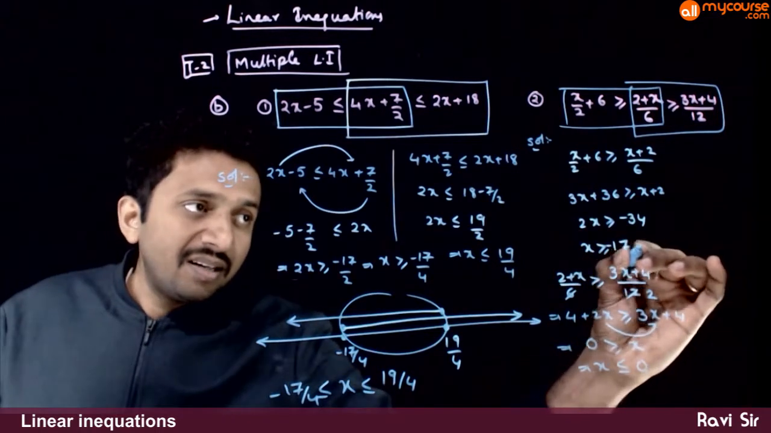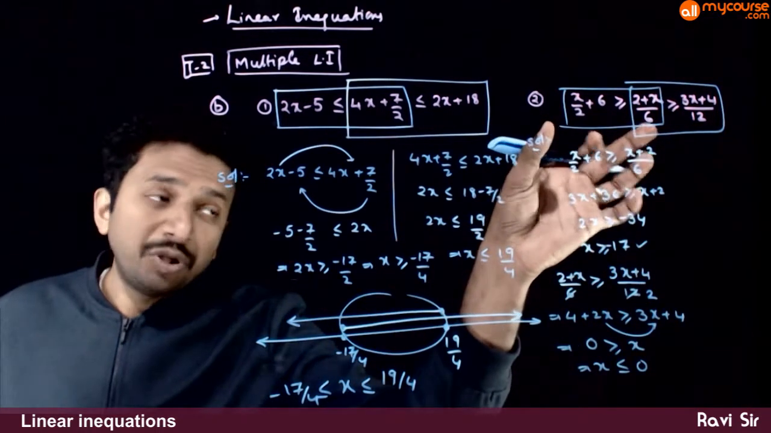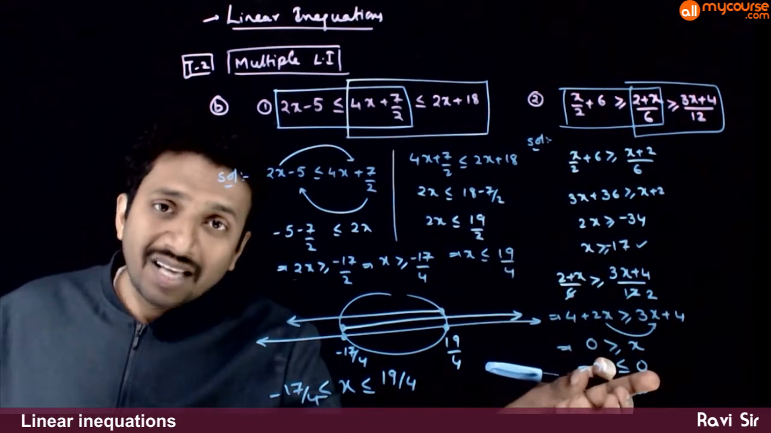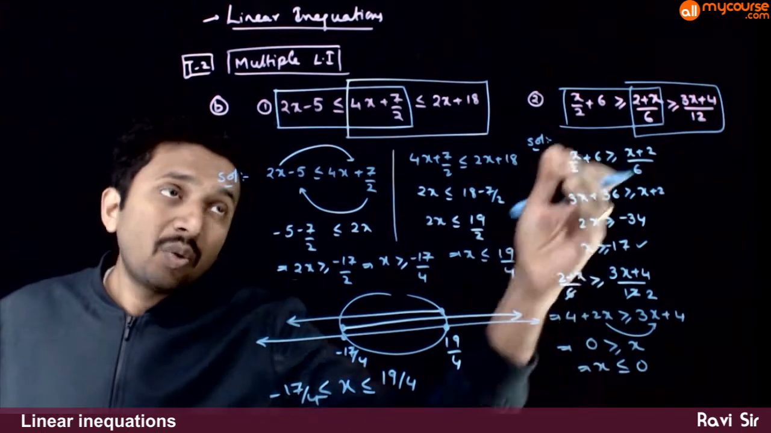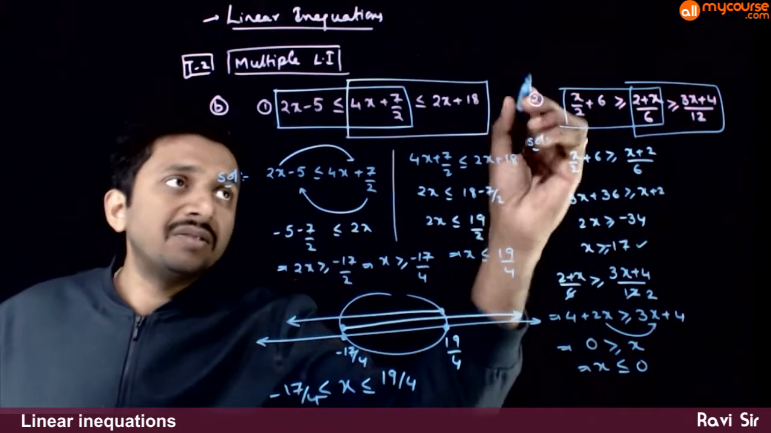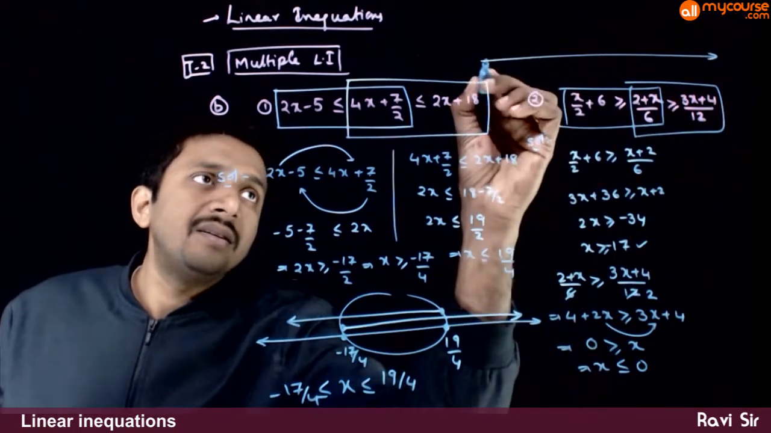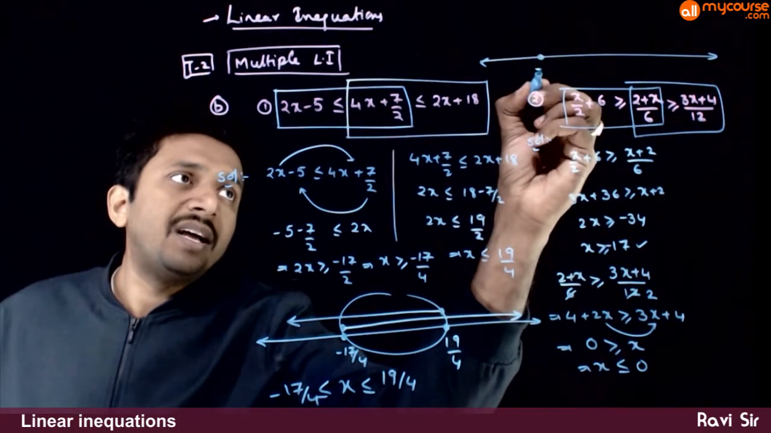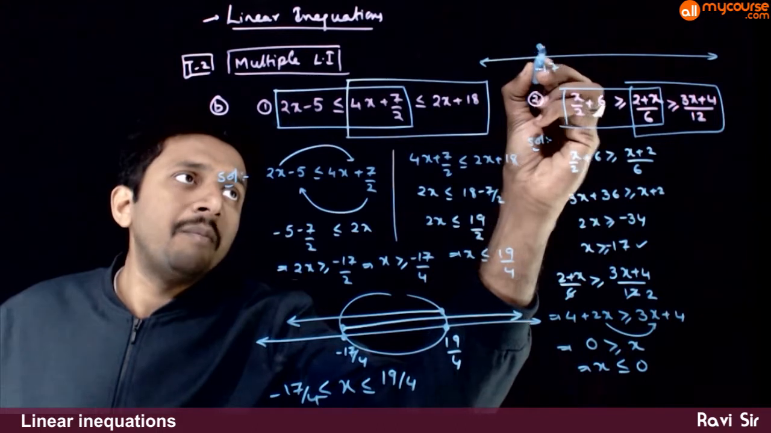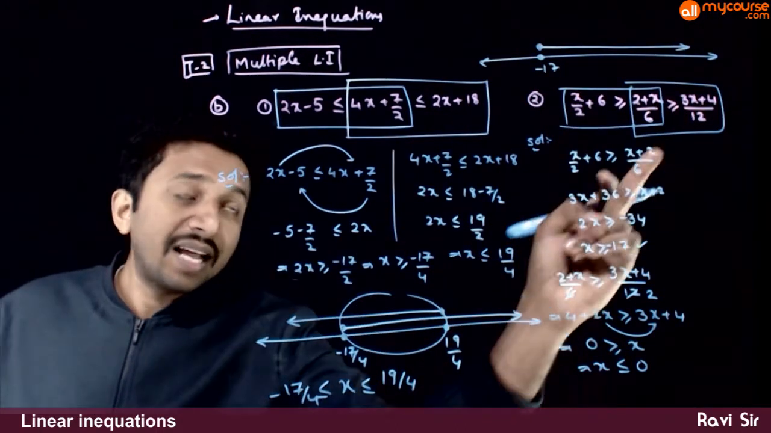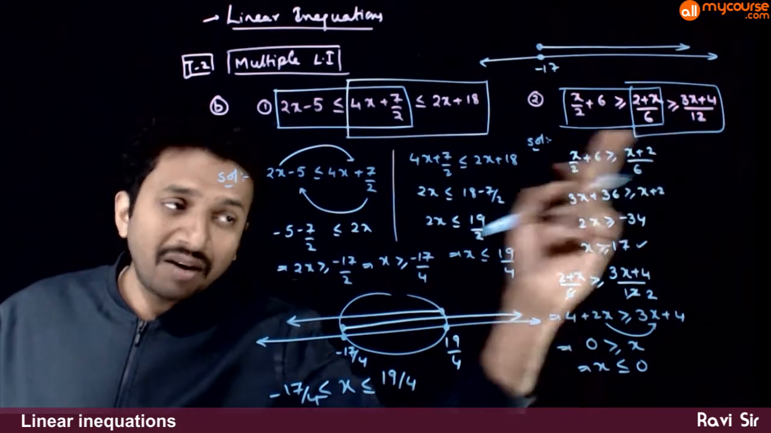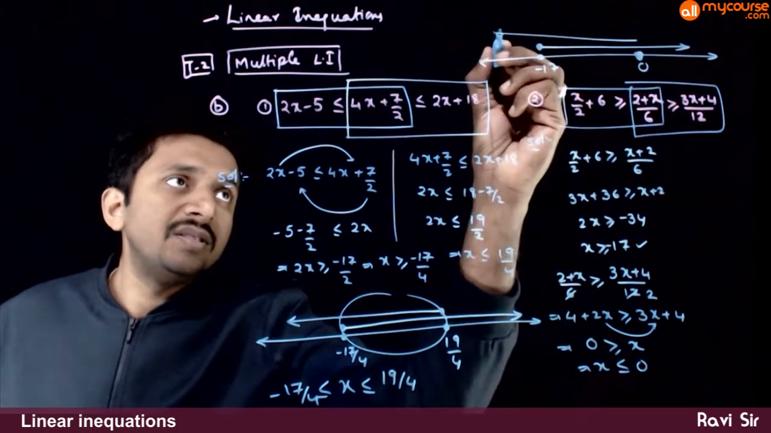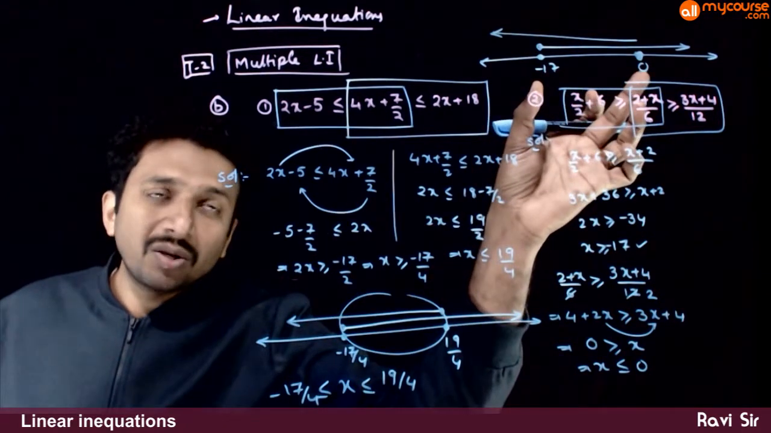So for the first inequation to be valid, x has to be greater than or equal to minus 17. x has to be less than or equal to 0. So what is the simultaneous solution for these two inequations? If you draw the real number line, one solution says that x should be greater than minus 17. The second part of the inequation says that x has to be less than or equal to 0.